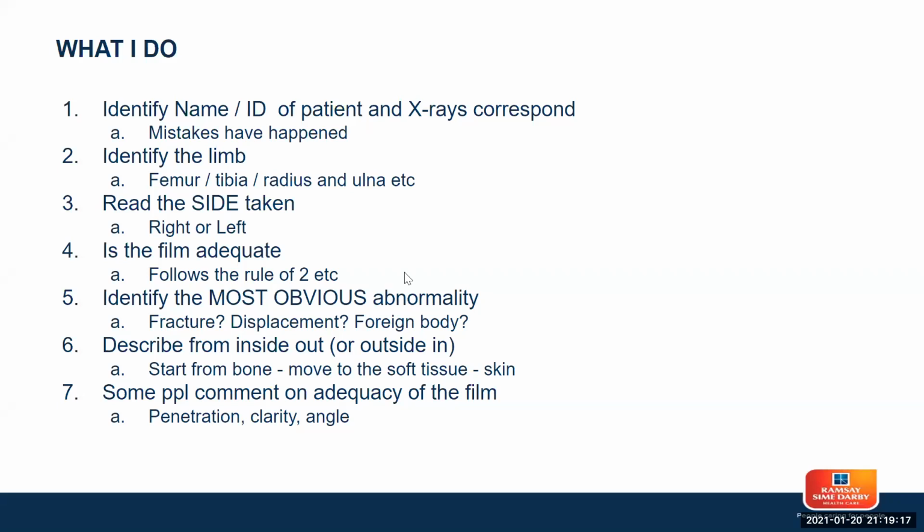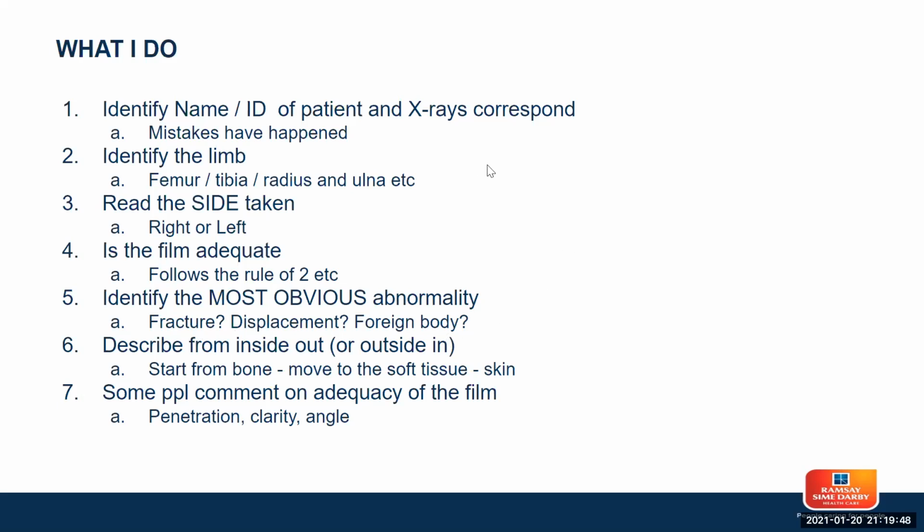Once I've completed my 1 to 4, I think about what is the most obvious thing on this film. Like the first X-ray I showed of the femur fracture, it was very obvious. The first thing you see is a break in the mid shaft of the femur. That's pretty much it, a femur fracture. So is it a fracture? Do you see any displacement, or is there a foreign body, or is there something abnormal within the bone itself? Always identify the most obvious thing first.